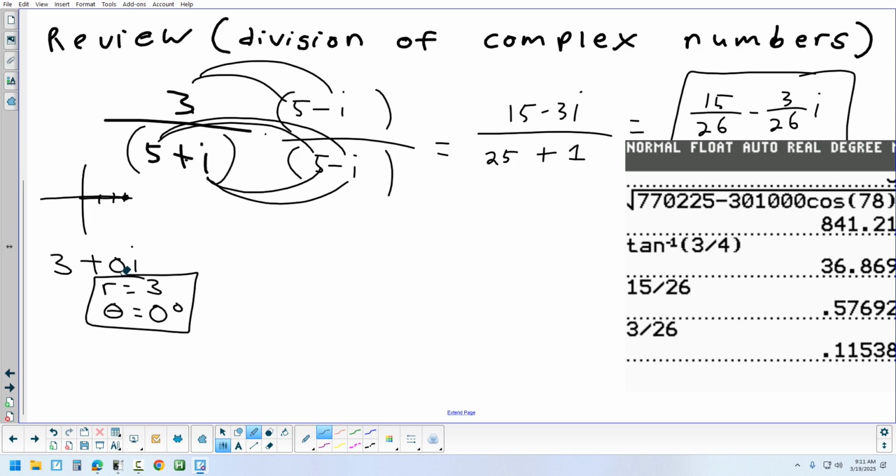Now 5 plus i, that one's not as nice. So we are right 5, up 1. My radius is going to be the square root of what, using Pythagorean theorem? 5 squared plus 1 squared, square root of 26. And my angle, what quadrant? Waylon, what quadrant am I in?